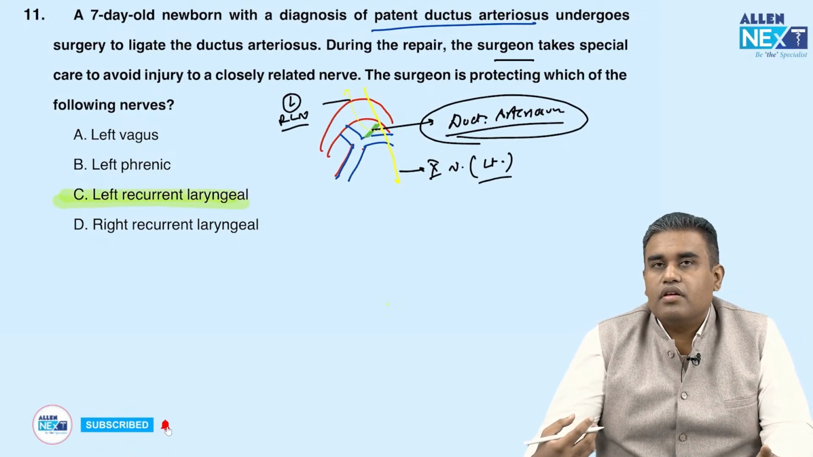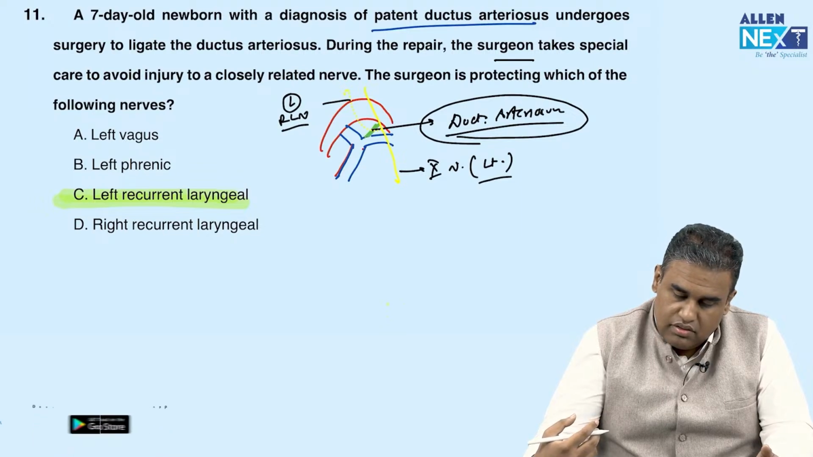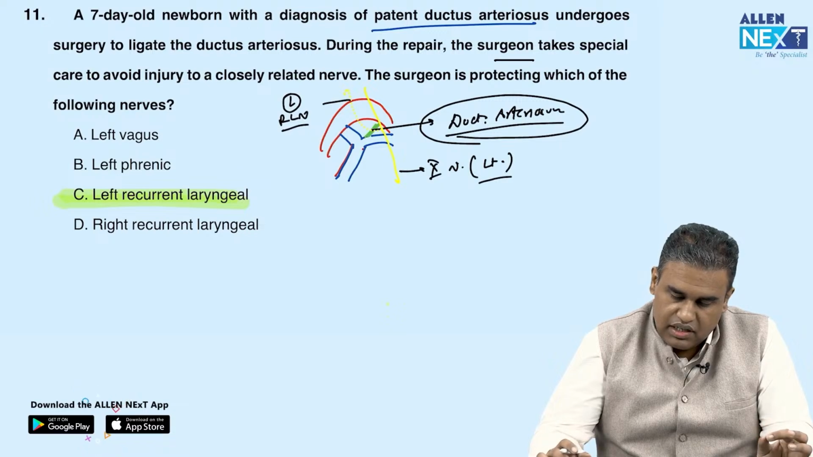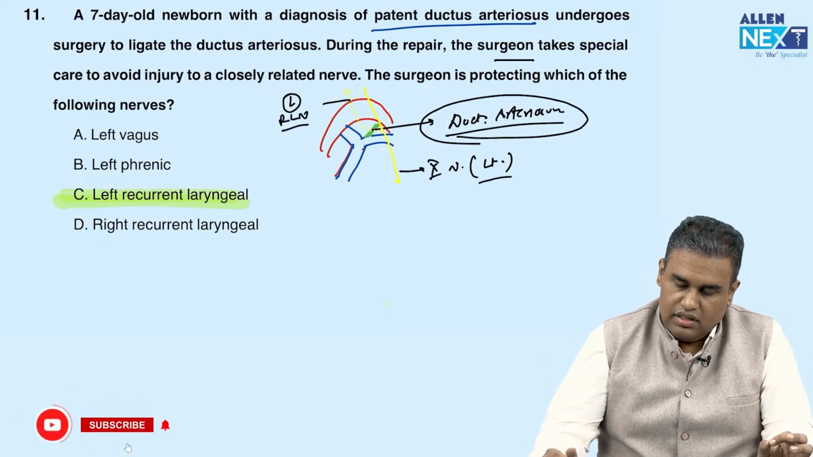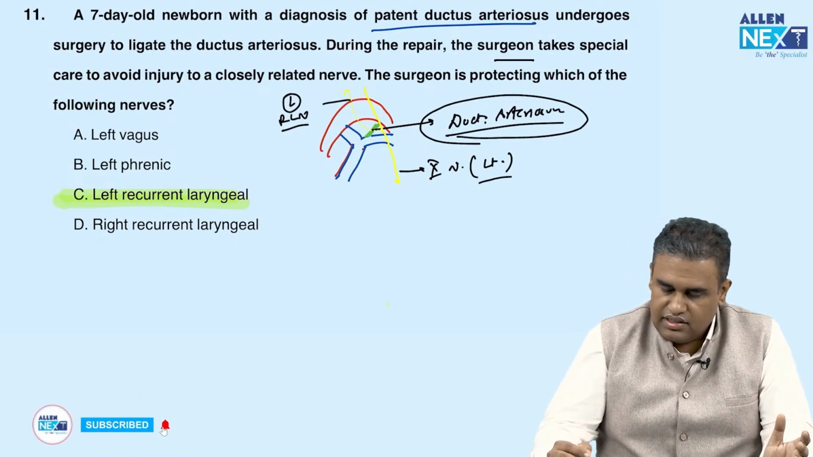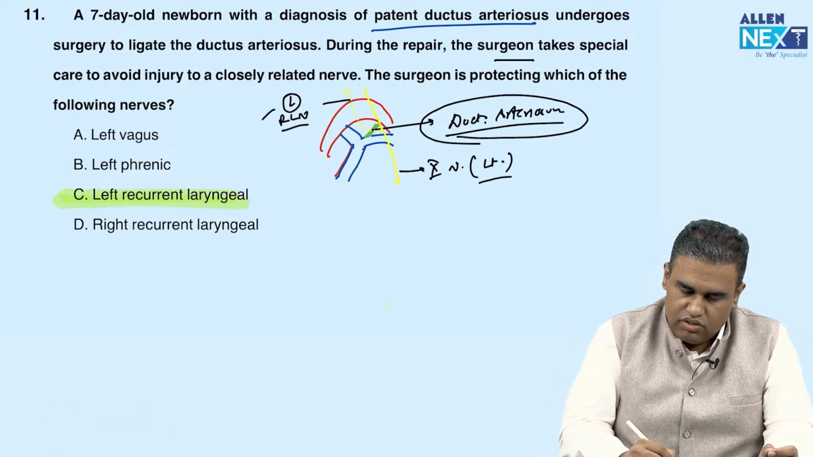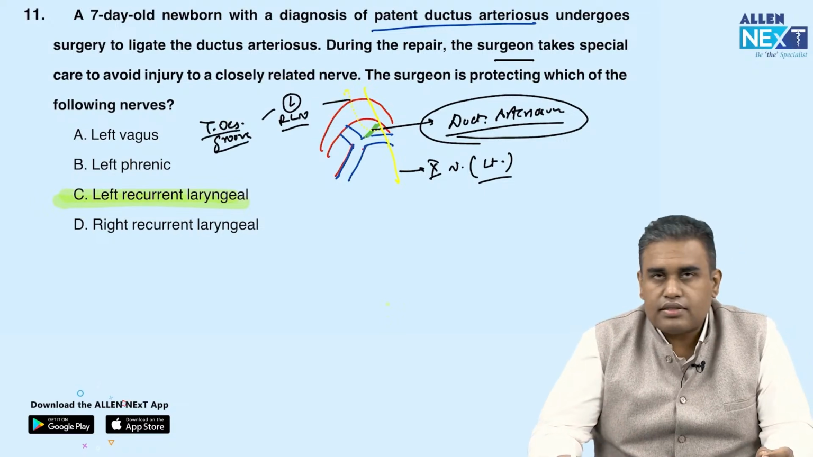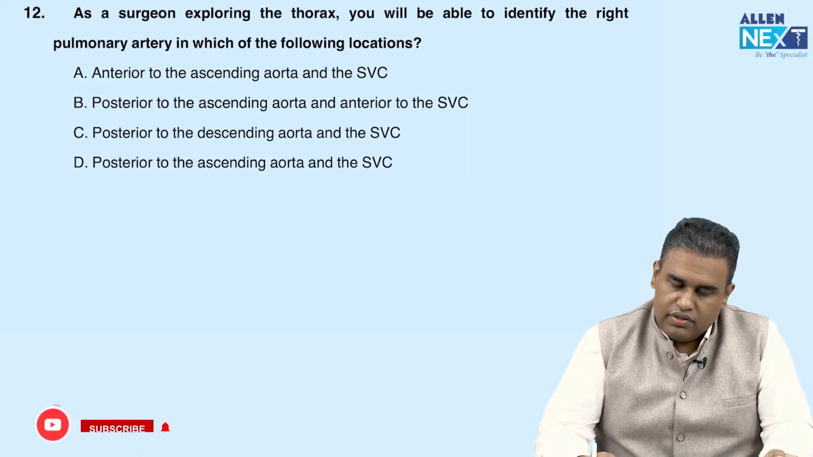Embryology is the reason behind why there's a different course. Okay, there's a different thing, but here remember the left vagus and the left recurrent laryngeal. It ascends up. Where will it go? It will go in the left tracheoesophageal groove. It passes in the tracheoesophageal groove.